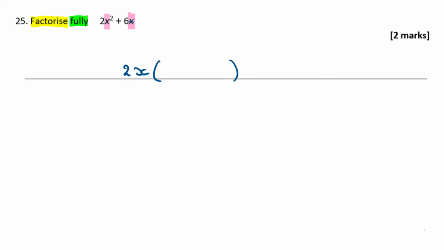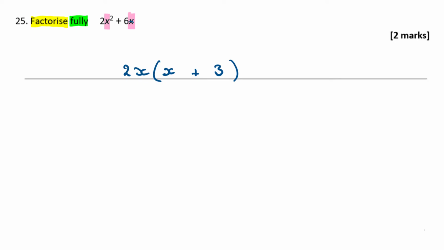So what is 2x times, 2x times what is 2x squared? I'm going to multiply that by x, aren't I? 2x times x is 2x squared. And then to get 6x from 2x, I'm going to have to multiply that by 3. Okay, so I factorized it fully because I've pulled out all the common factors, not just one.